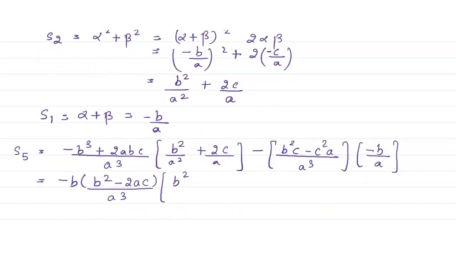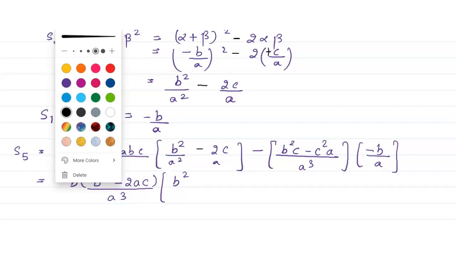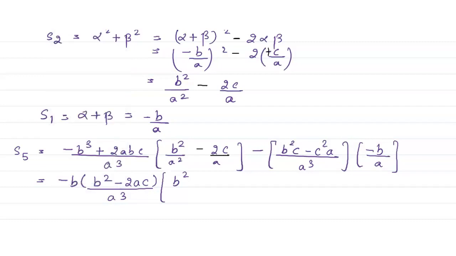Yeah, I just made one mistake here. This would be minus, right? This is minus. So this again would be minus. This is plus, this is minus. So here it is also minus. Let's take minus. Right, so it would become b square minus 2ac divided by a cube.